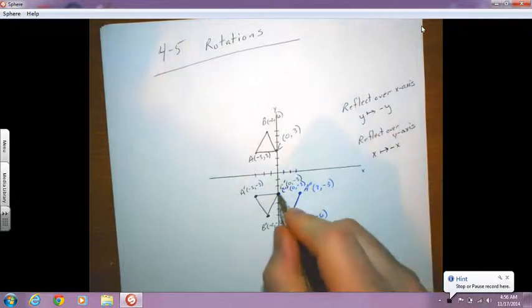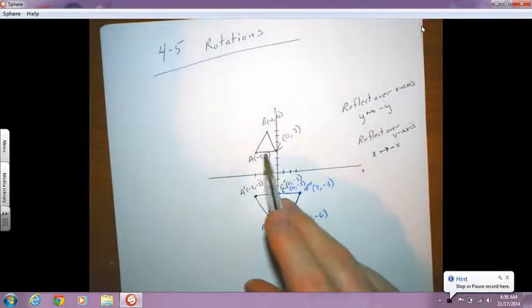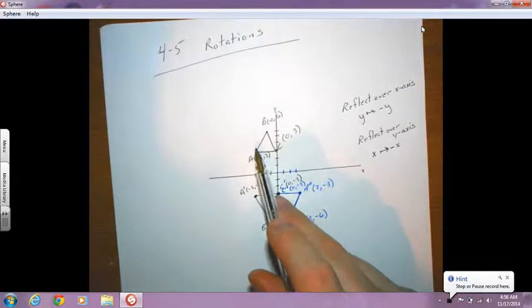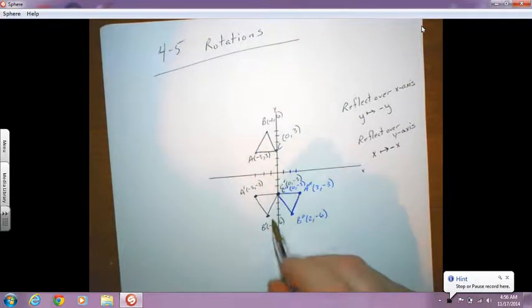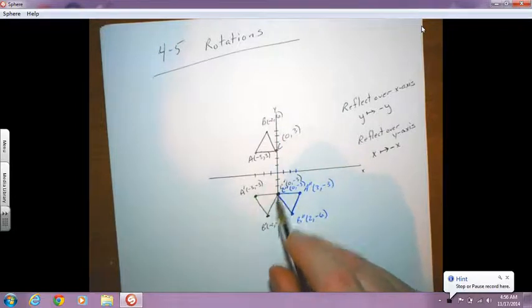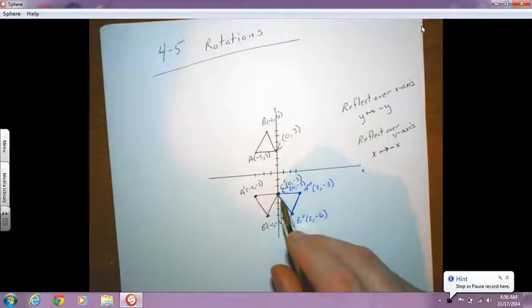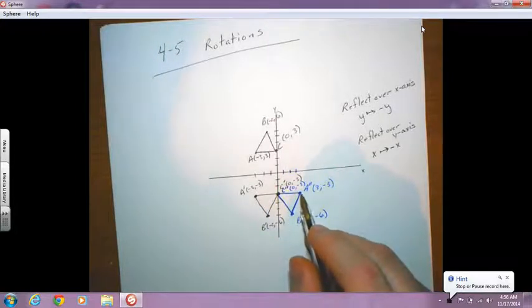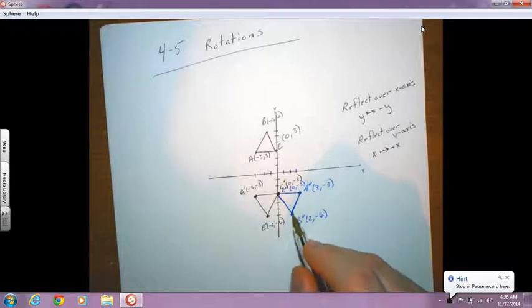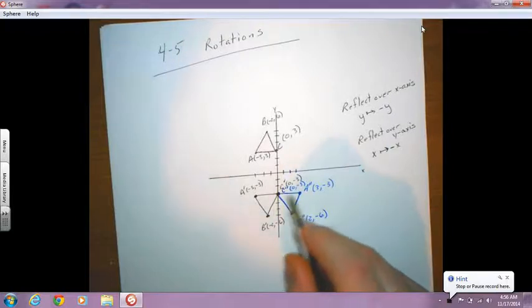So once again I have a triangle here. Notice that the original triangle, as we go around it clockwise, we go A, B, C. The first image, as we go clockwise, we go A prime, C prime, B prime, so the orientation is changed. And then in the third triangle, as we go clockwise, it's A double prime, B double prime, C double prime. So again, the orientation is back to where it started.